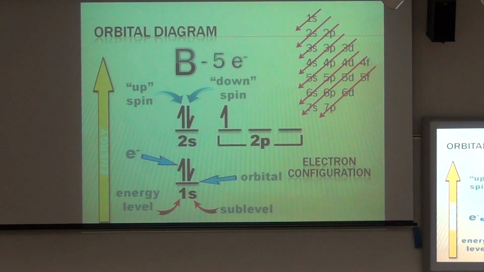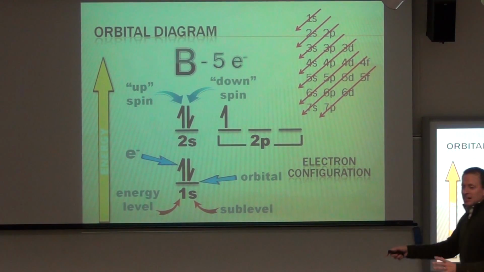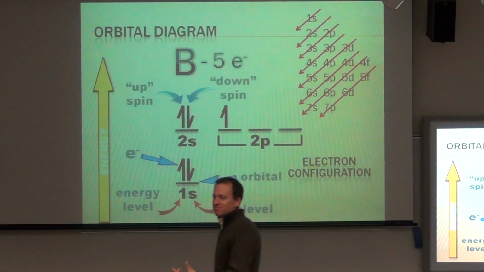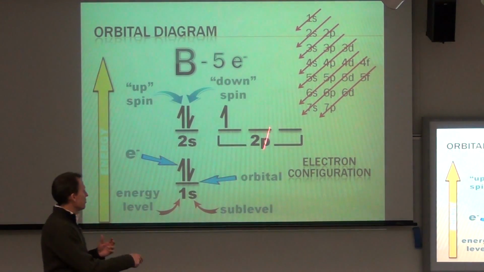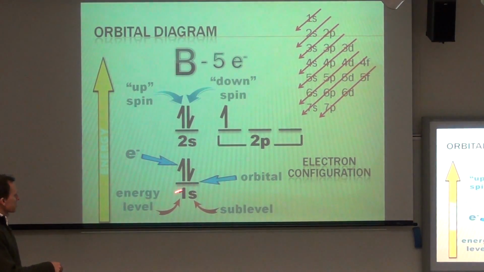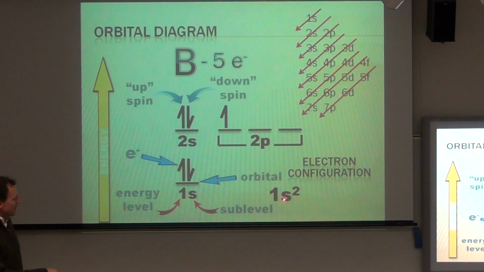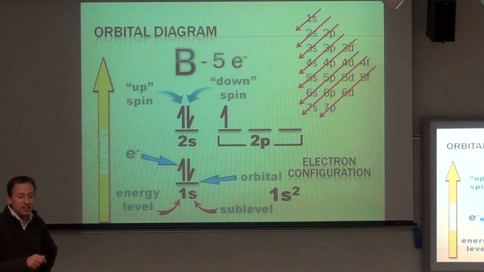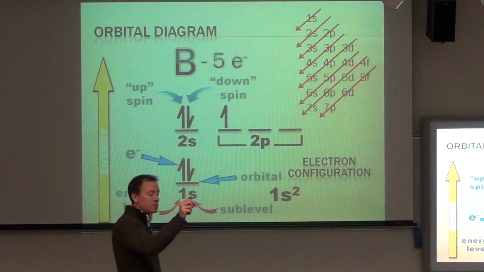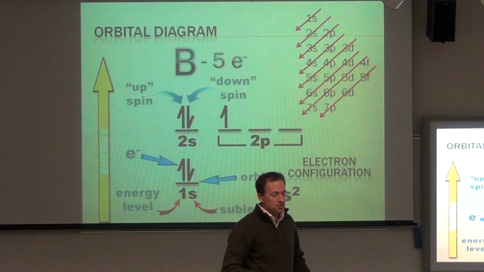Electron configuration. You're going to like these. This is the harder part. The electron configuration is like a shortcut. It's a summary of what you just did here. So what did I start with? I started with 1s. How many electrons do I have in there? 1, 2. So I write 1s2. That's not 1s squared. It is a smaller number. It's a superscript. But it's 1s2. That's how you say it.